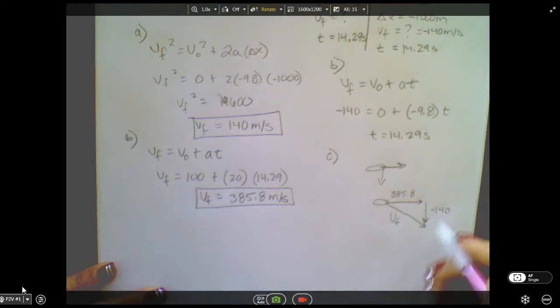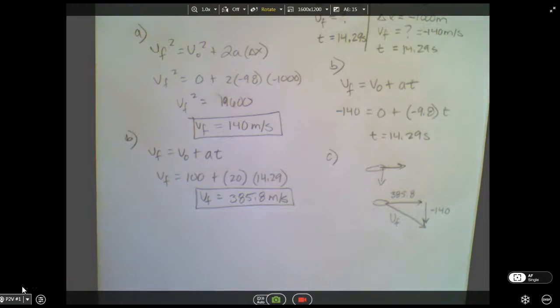And then our final velocity total would be here. So we just use our Pythagorean theorem to find this one. I'm going to square the 385.8, add that to 140 squared, and take the square root. So I get my V final equals 410.42 meters per second. And then we just need direction.